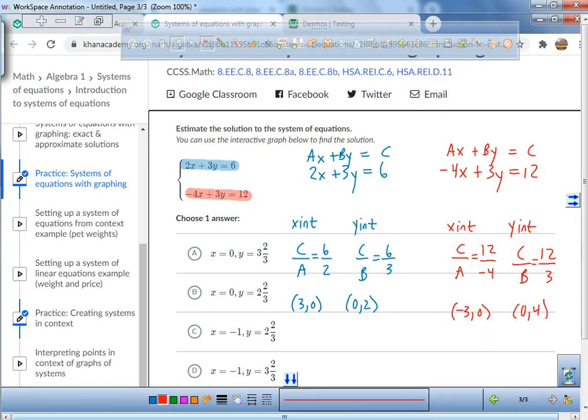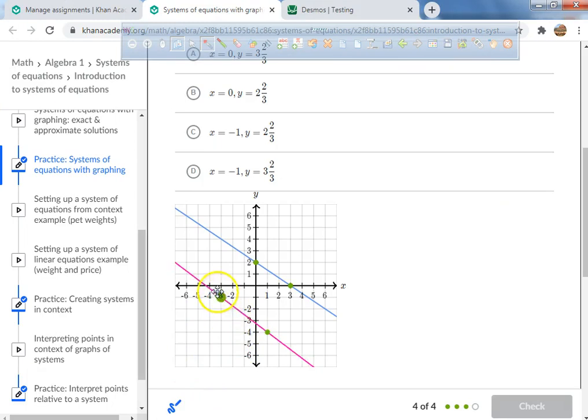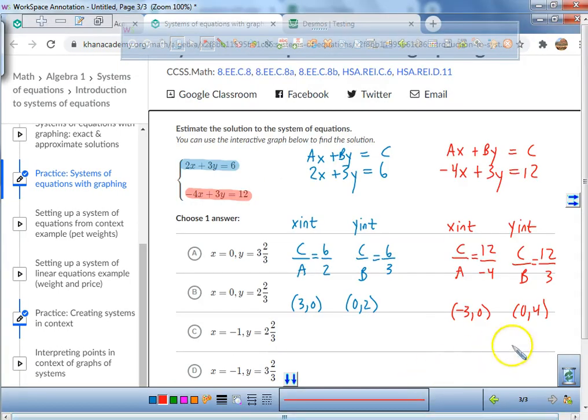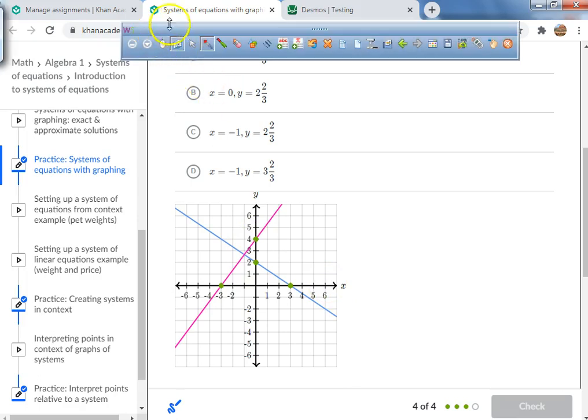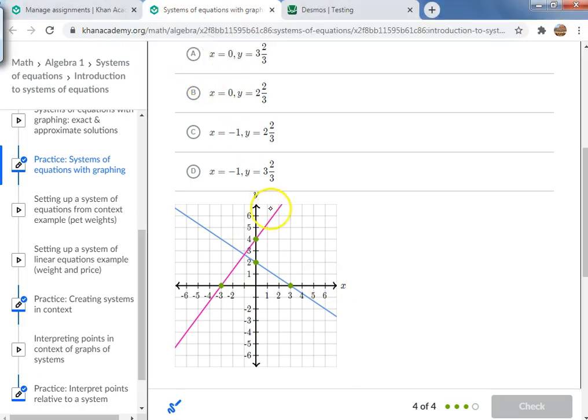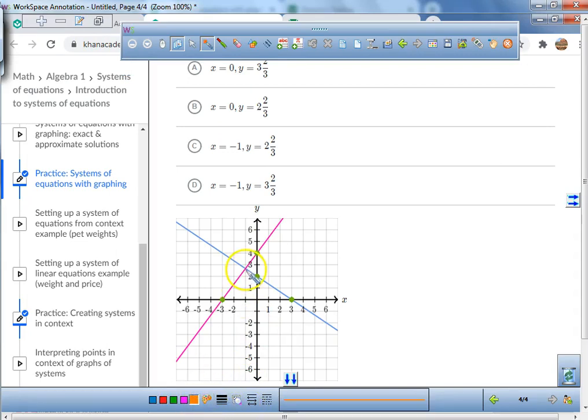Negative 3, 0. That goes right here. And then 0, 4. That goes right here. There. So this is the tricky part. I've got to figure out which one of these answers is the best answer. All right, so we're trying to find the solution right there.